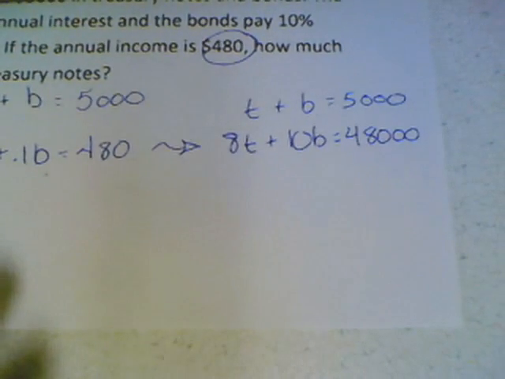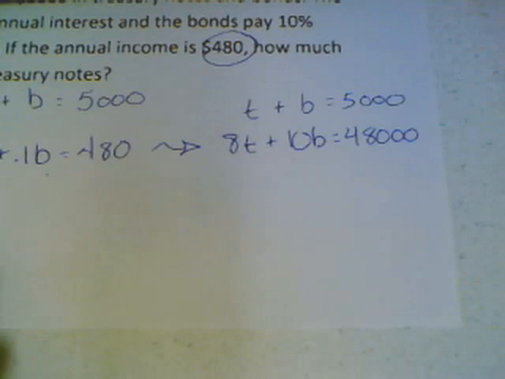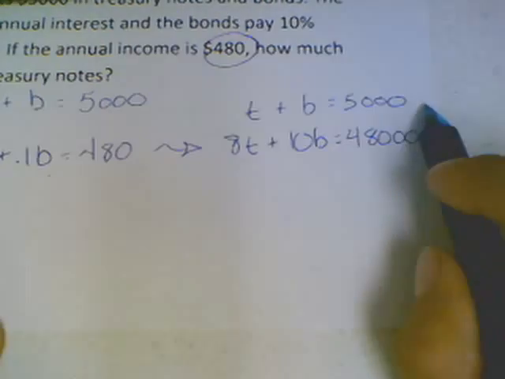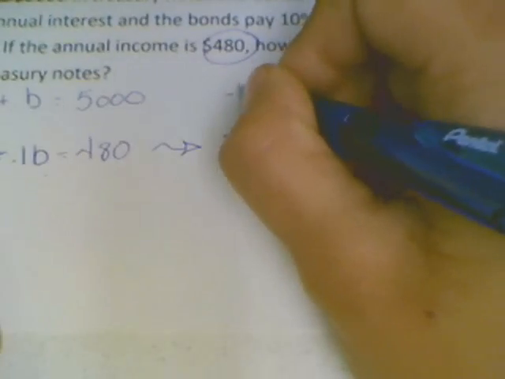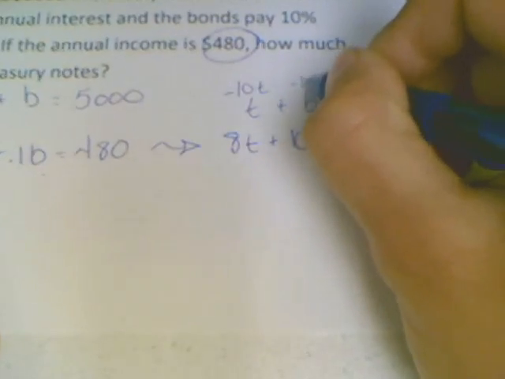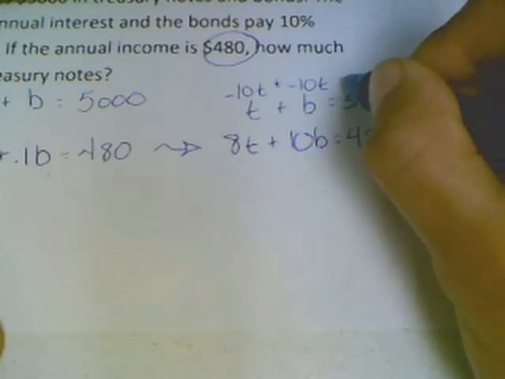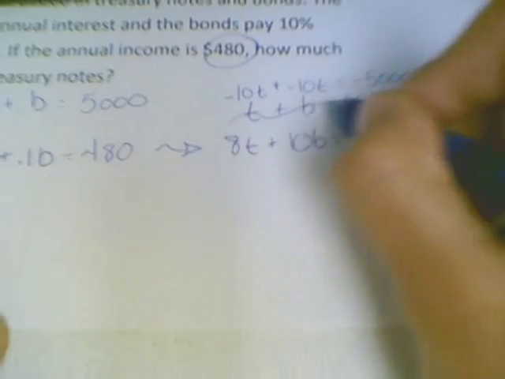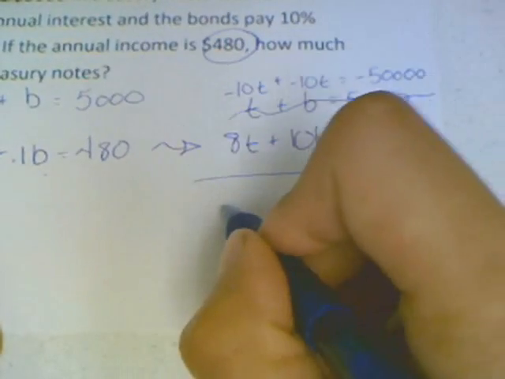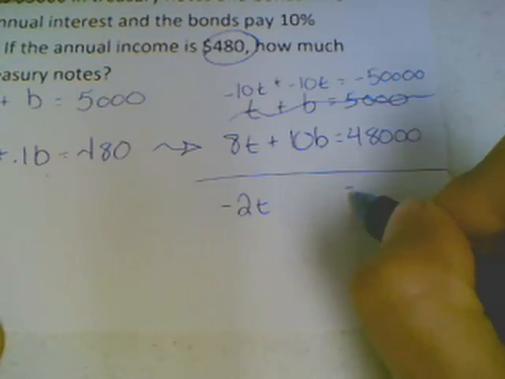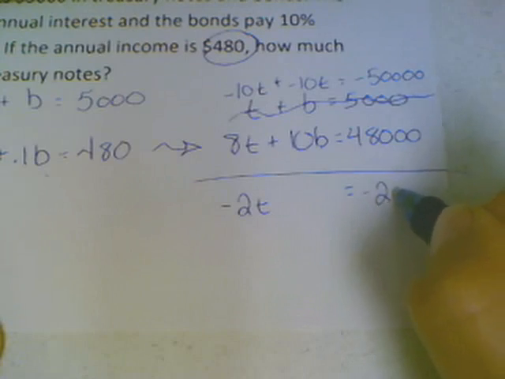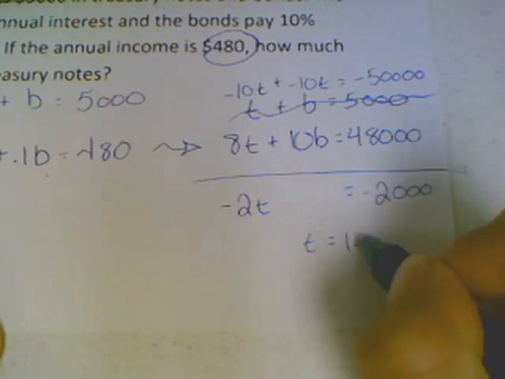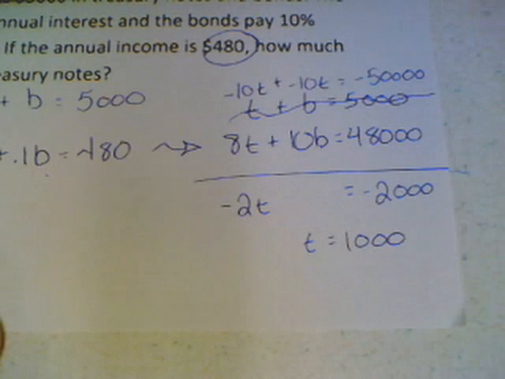This is the system that I want. I'm going to solve this using the multiplication method, and I'm going to multiply everything through the top by negative 10. So negative 10t, negative 10b, negative 50,000. Now when I add the two equations together, I'm going to get a negative 2t here, and right here I'm going to get a negative 2,000. Divide by negative 2, and t equals 1,000.